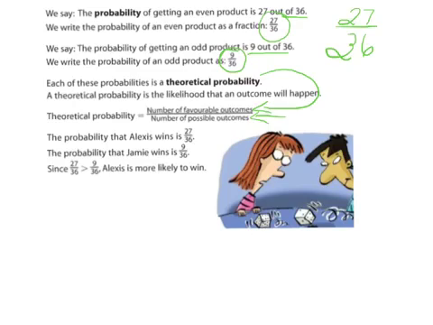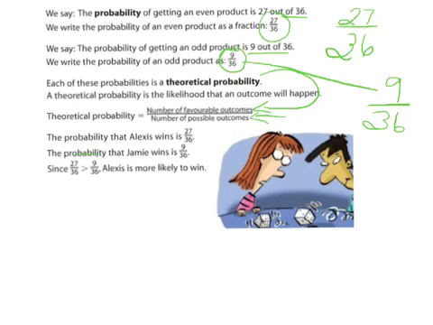We also make that into a fraction. 9 odd, so that's the number of favorable outcomes, the number that we want. 9 out of 36 as our total possible outcomes. 9 out of 36 is our theoretical probability of getting an odd number. In theory, if we were to roll the dice 36 times, 9 out of those 36 times, we should get an odd number, in theory.